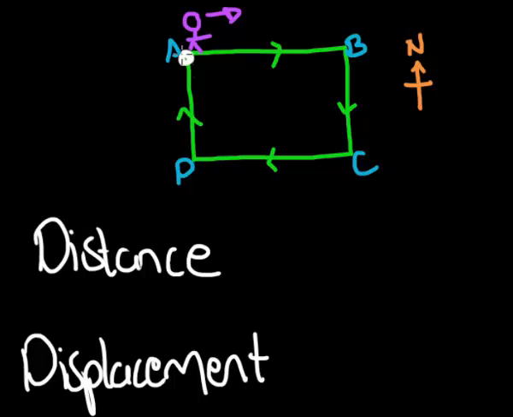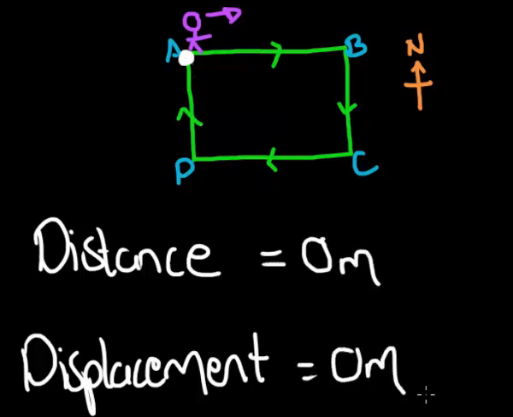Now let's start at point A. That's his very beginning, and he's just starting at point A. That means he hasn't even traveled yet, so there is no distance, and thus there's also no displacement.